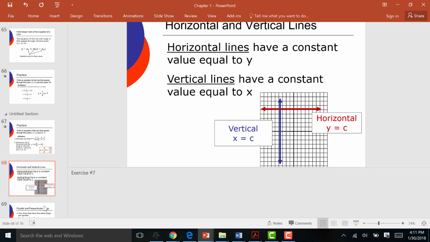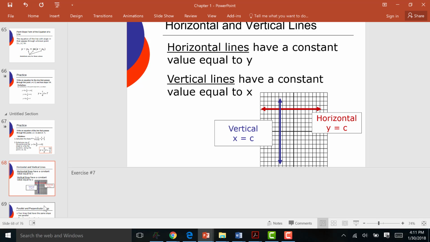And what's the b for again? Where does it cross the y-axis? They cross it at 3. Remember, this number is always going to be the number where it crosses the y-axis. Always, always, always. So now, all I got to do is simplify it.